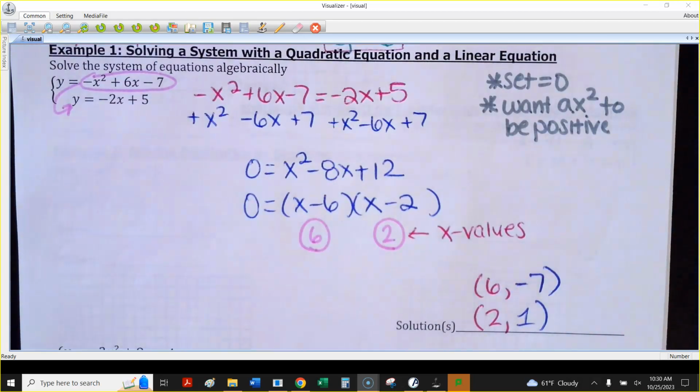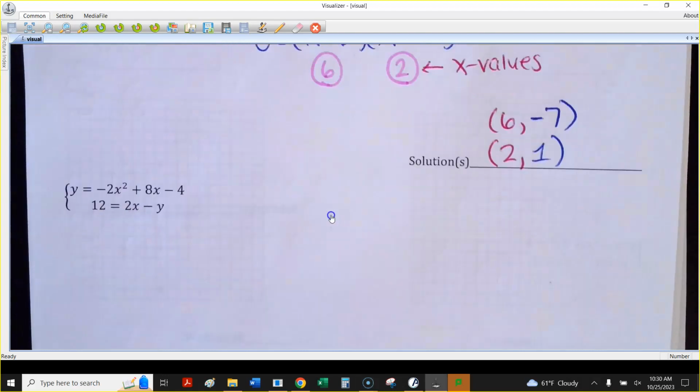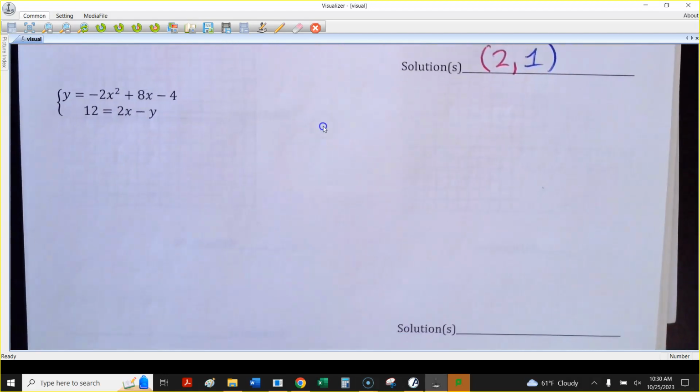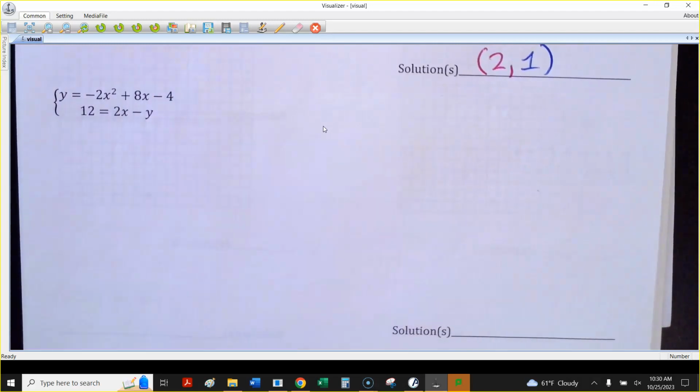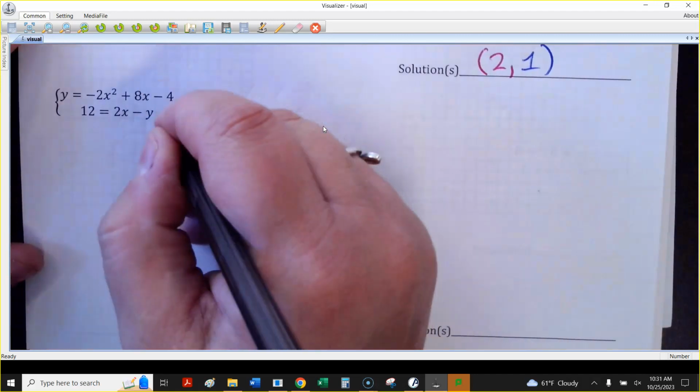Okay, now, the one beneath this, I don't have y by itself in the second equation, right? I just have the top y equals -2x squared plus 8x plus 4. That's good to go. What I would do here, just take this second equation real quick. Let me get y by itself, and then we can just use some substitution.